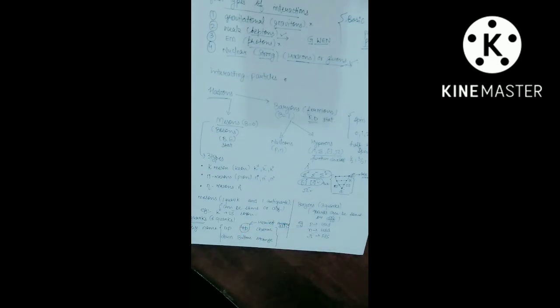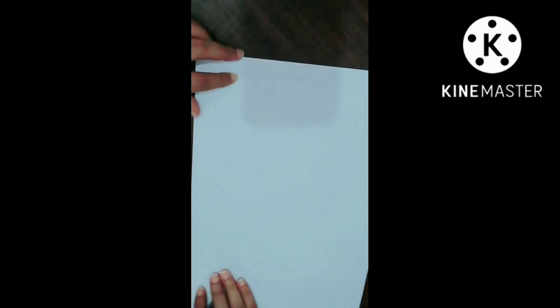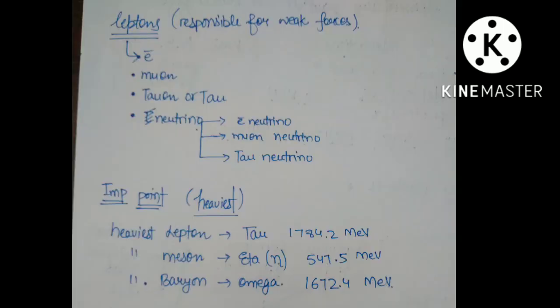So in today's lecture we are only going to discuss leptons and hadrons and their subdivisions. We have talked about hadrons, and now we are going to talk about leptons, which are responsible for weak forces. Leptons are divided into 4 types. First is the electron, then the muon, then the tauon, also known as tau, and there are neutrinos as well. Neutrinos are further divided into 3 types: electron neutrino, muon neutrino and tau neutrino, and their antiparticles also exist.